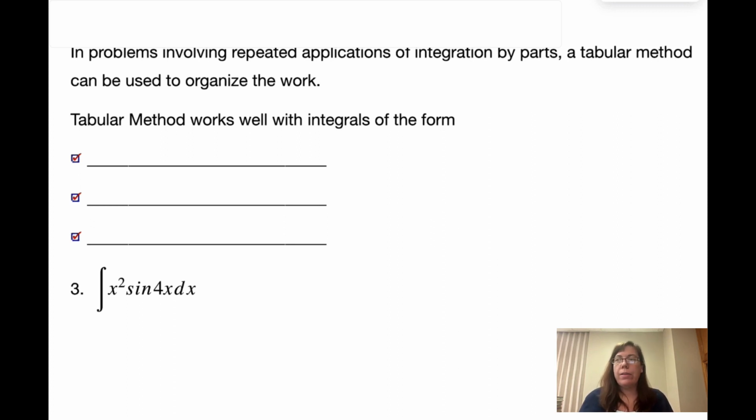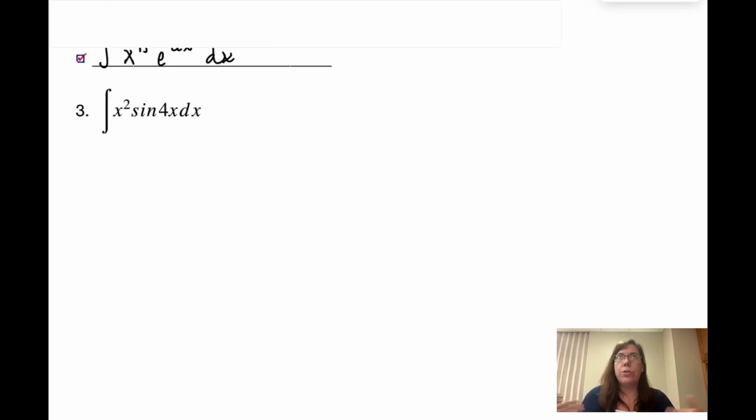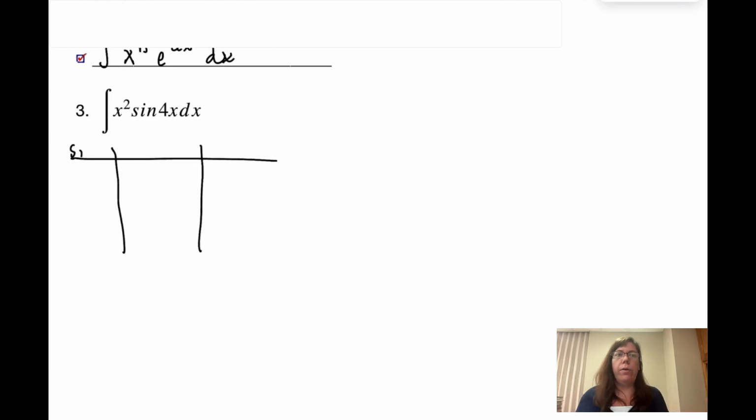Now we use the tabular method when we have the form where you have a polynomial times sine of ax, or a polynomial times cosine of ax, or a polynomial times e to the x. These 3 cases work great with the tabular method. Basically, if your u is a polynomial, you can probably use the tabular method. Okay, so you set 3 columns up. We're going to do our sign, our derivatives, which is our u values, and our integrals, which is our dv values. You always start with the polynomial, the u term.